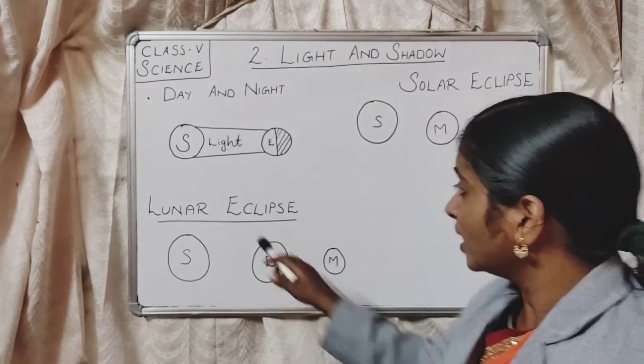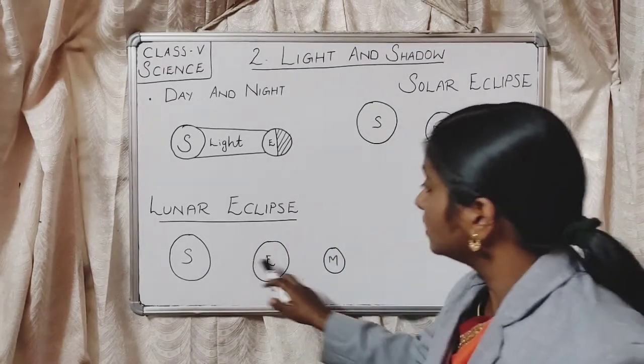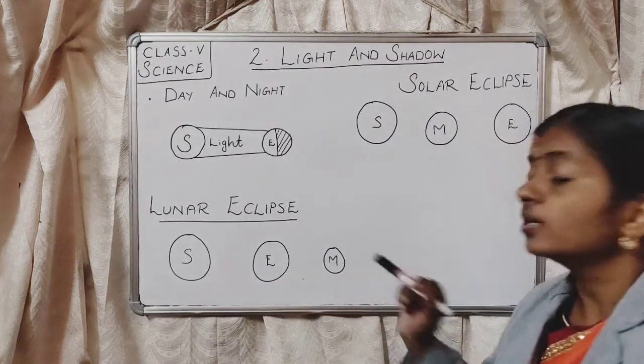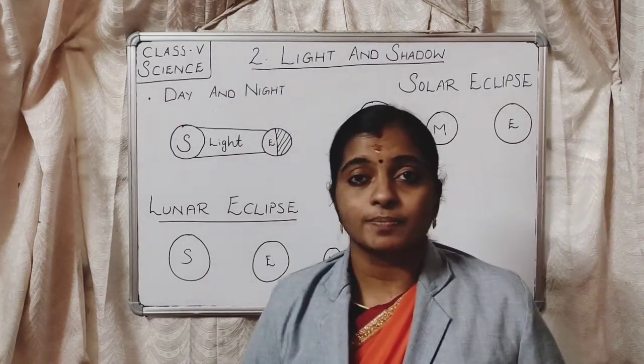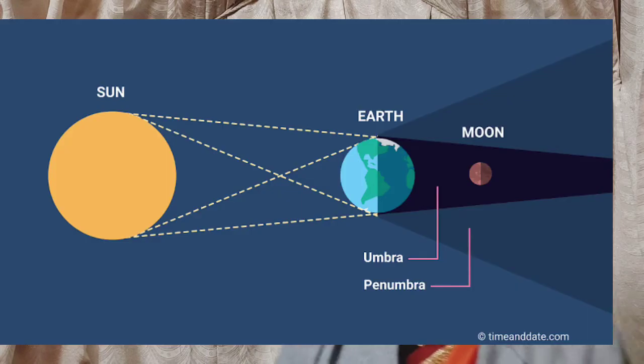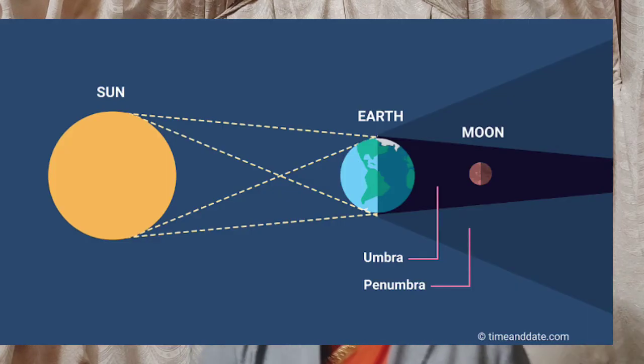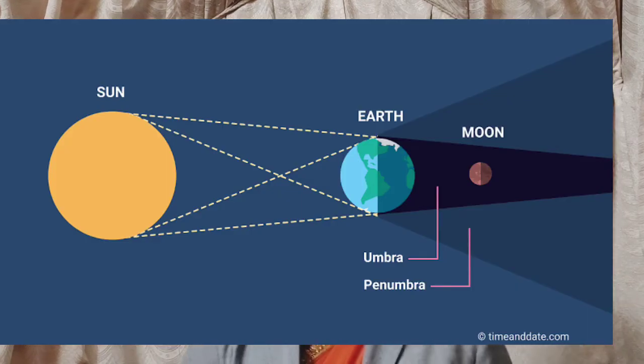Now we will study in detail how this is happening. So please look at the board. In the lunar eclipse, the earth is coming in between the sun and the moon. So what will happen? Look at the picture. Please observe the picture that is displayed on the screen. That is, when the earth comes in between the sun and the moon in a straight line while revolving around the sun.